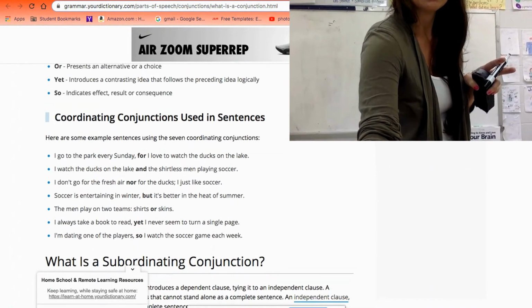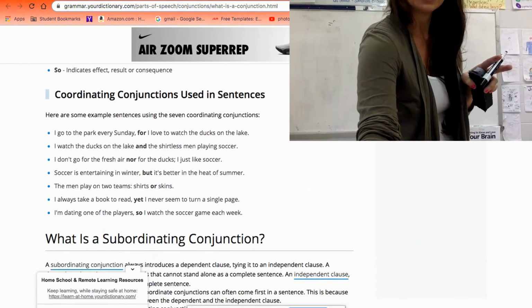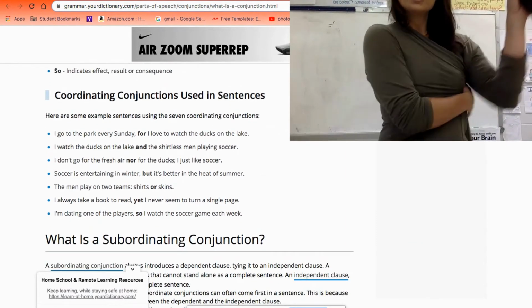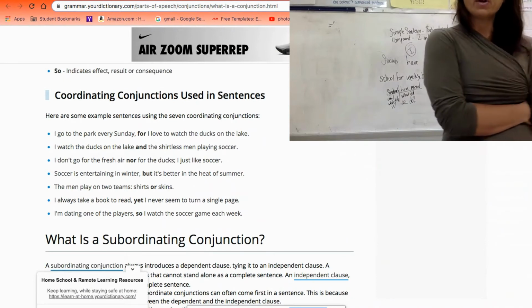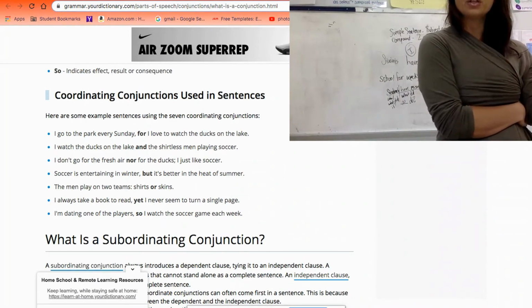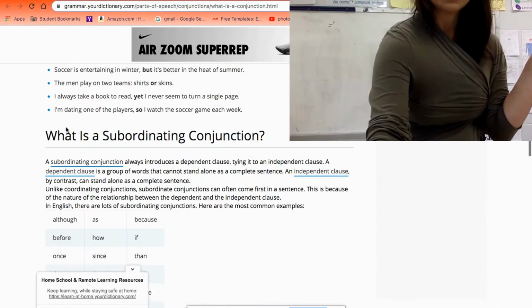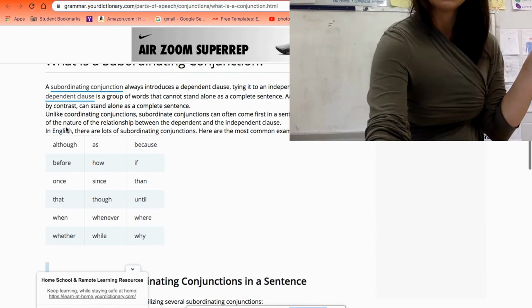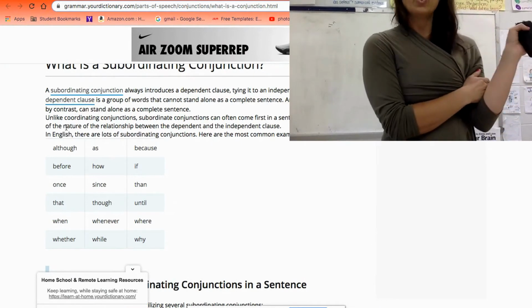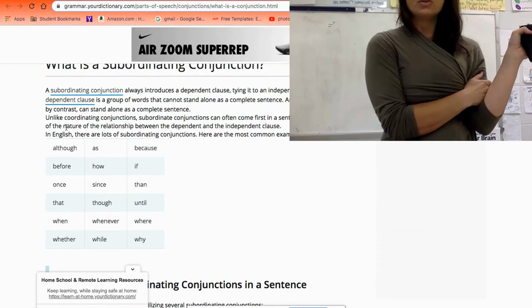coordinating conjunctions, here are some examples of coordinating conjunctions. I go to the park every Sunday, for I love to watch the ducks on the lake. I watch the ducks on the lake. And, that's coordinating. I thought we're looking at subordinating. Sorry. A subordinating conjunction always introduces a dependent.